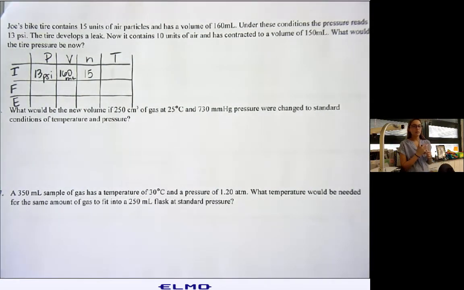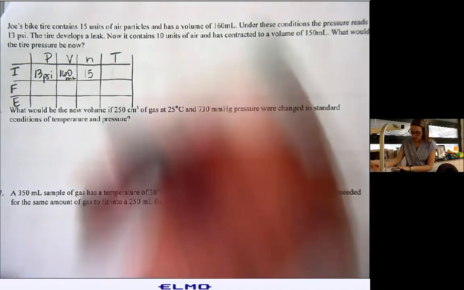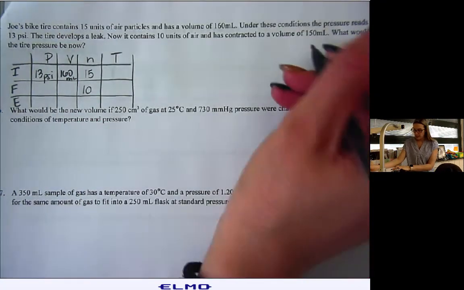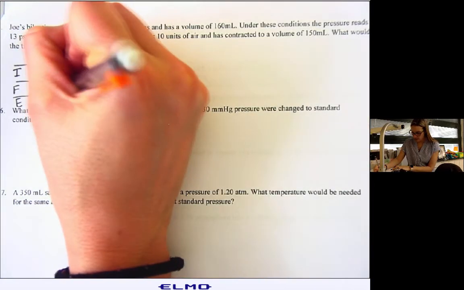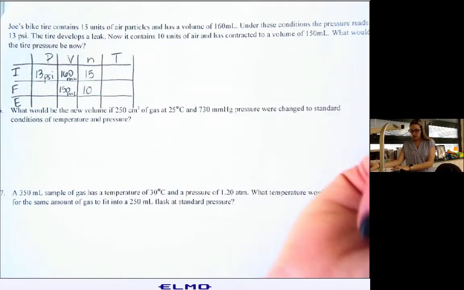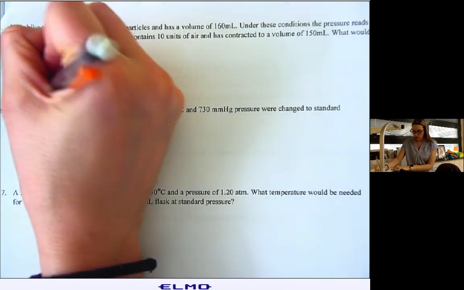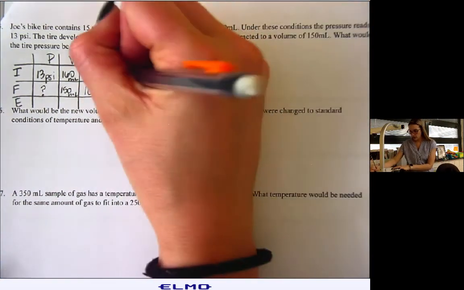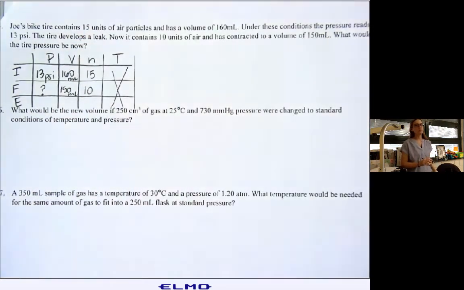After the tire develops a leak, so now here's our final set of conditions. It has 10 units of air. It now has a volume of 150 milliliters. What would the pressure be? So I'm going to put a question mark for final pressure. This said nothing about temperature, so I can put an X through temperature. But now we have two variables changing, and both of those are going to affect pressure.